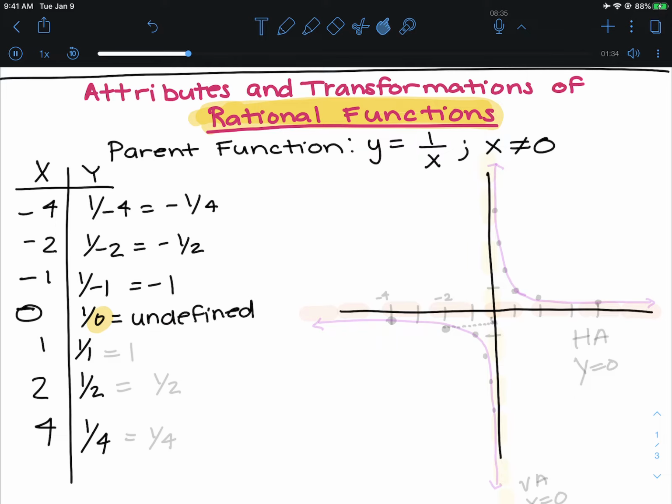You guys don't believe me? Plug it into your calculator and you'll see that it gives you undefined. 1 divided by 1 is 1. 1 over 2 is just 1 over 2. And then 1/4. So I'm going to go ahead and graph these.